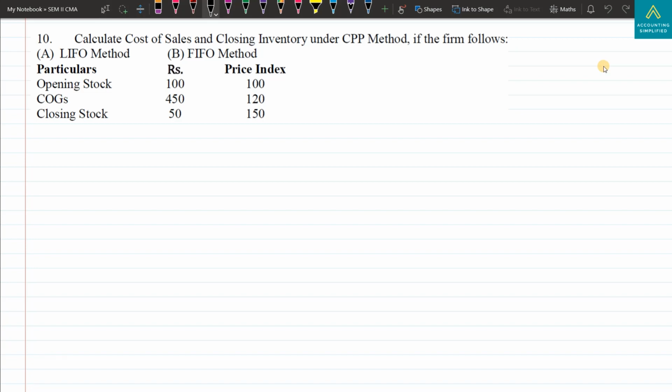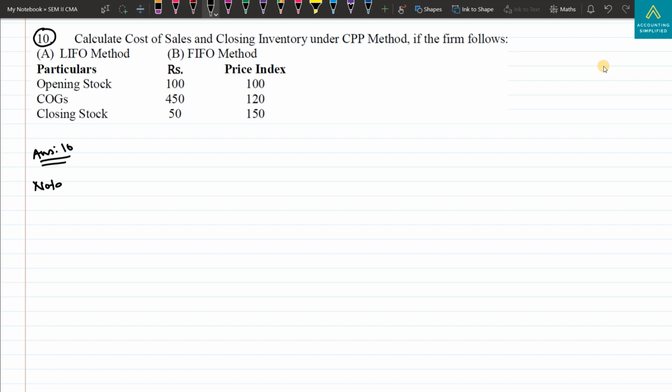Now we are going to solve example number 10 and 11. Now example number 10. Calculate cost of sales and closing inventory under CPP method if the firm follows LIFO method and FIFO method. This example was given as homework and I am going to solve that example. Opening stock is given, cost of goods sold is given, and closing stock is given. It means purchase is not given. So when purchase is not given, we need to prepare purchase also, and index is already given. So write down answer number 10.